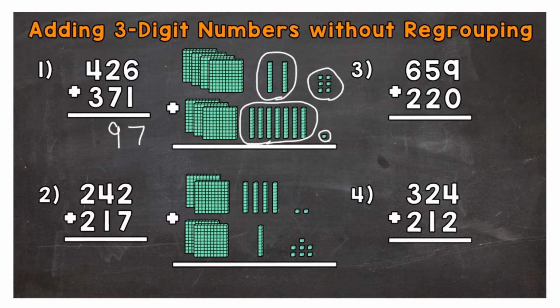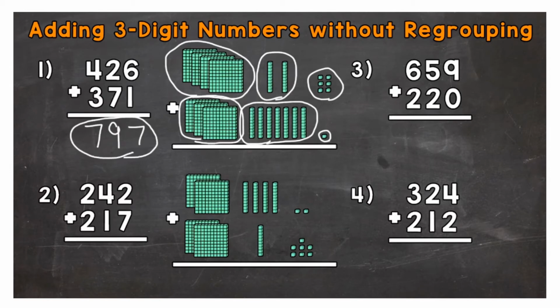Now we end with the hundreds place, so we have 4 plus 3. The 4 represents 4 groups of 100, so it has a value of 400, plus 3 groups of 100, which has a value of 300. 4 plus 3, or 400 plus 300, gives us a 7 in the hundreds place. That 7 has a value of 700. So our final answer is 797. Let's move on to number 2, where we have 242 plus 217.